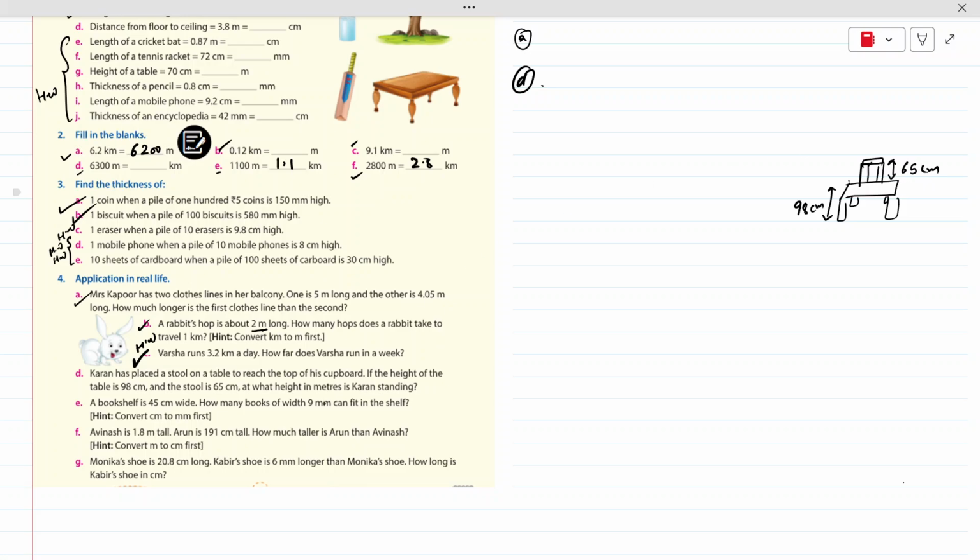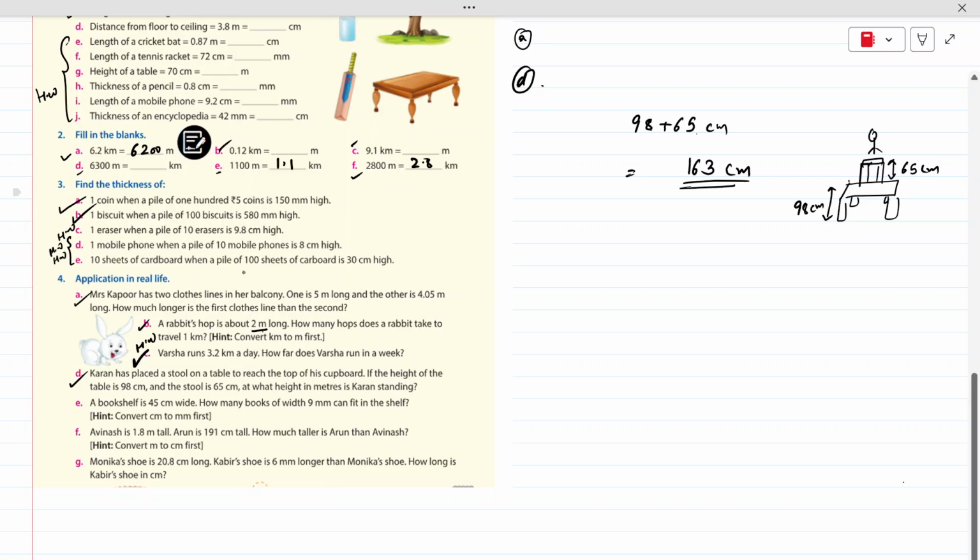At what height in meters is Karan standing? So now Karan is standing here. We have to find this distance. This is easy. 98 plus 65 centimeters you have to do. 8 plus 5 is 13. 9 plus 1, 10. 163 centimeters is the answer.